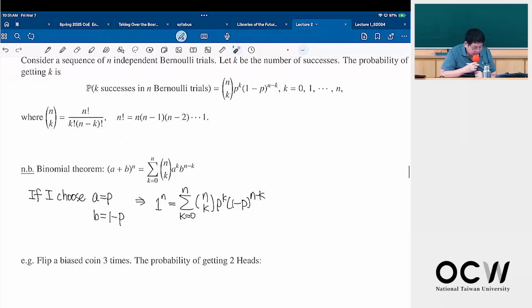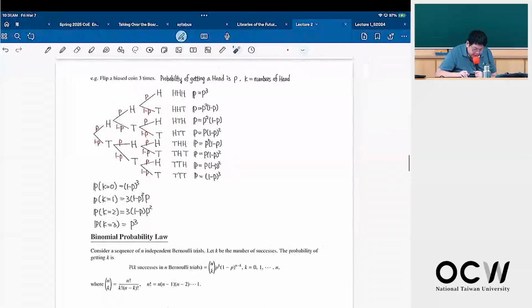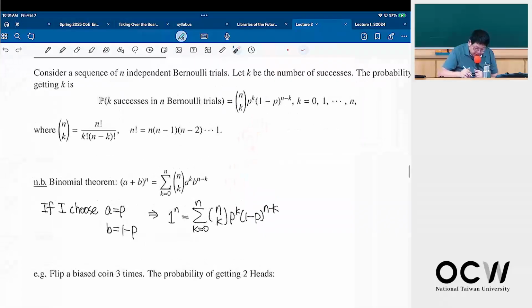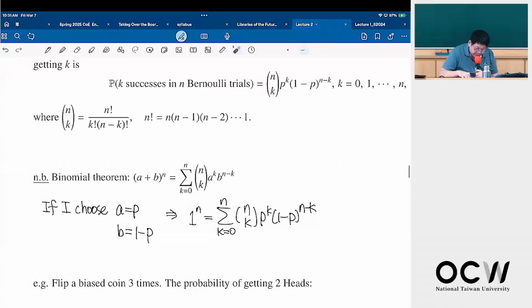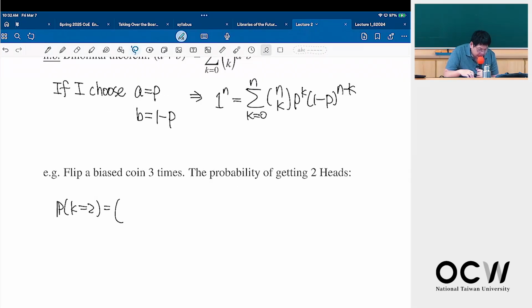So for example, if I flip a biased coin 3 times, the probability of getting 2 heads should be 3 times 1 minus p times p squared. But according to the binomial probability law, we can also have a double check. Probability of k equals 2. That means there'll be 3 choose 2.